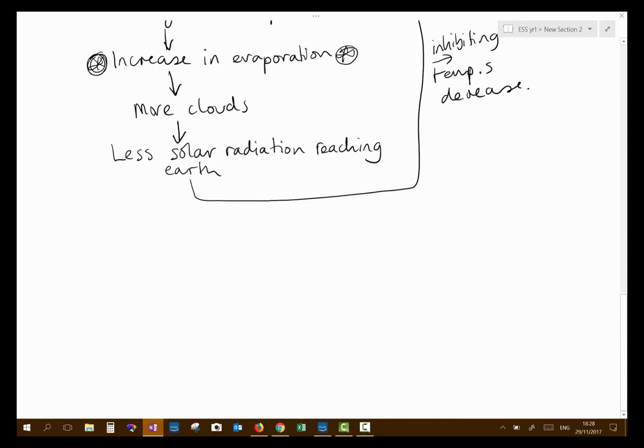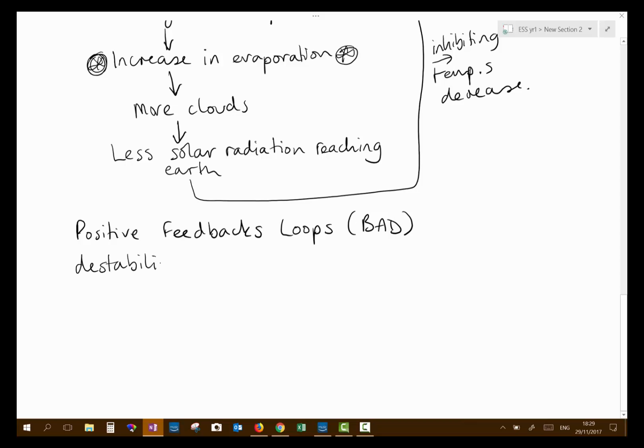Okay, we're going to continue with the idea of positive feedback loops. And here we're going to try and get that trick again to remember that positive is actually bad. Okay, and so what positive feedback loops are, they're what you call destabilizing loops. Okay, they destabilize that system that we're talking about. They amplify change away from that equilibrium.